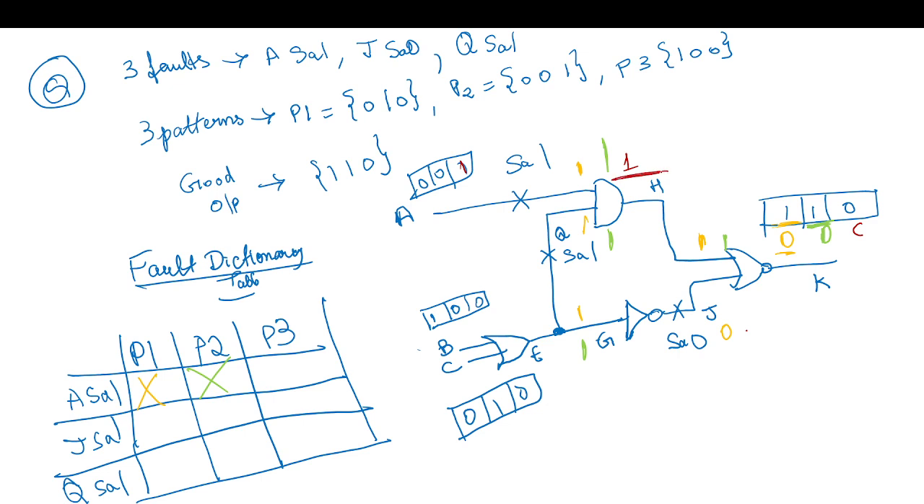Here you can observe that this fault is masked because it's already 1, stuck at 1. So this is masked. So it cannot detect this fault. So pattern 3 cannot detect this fault.